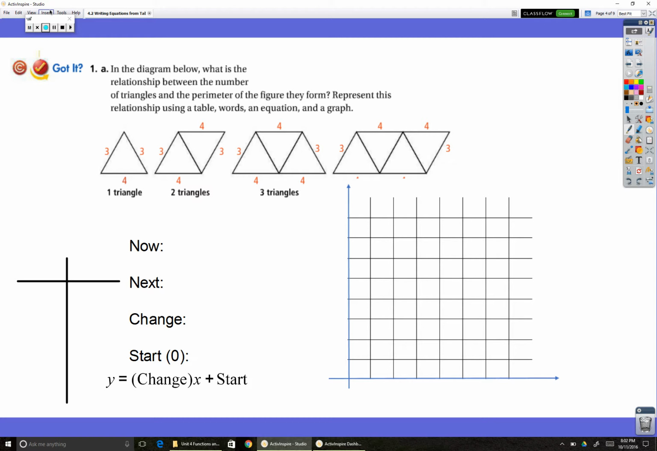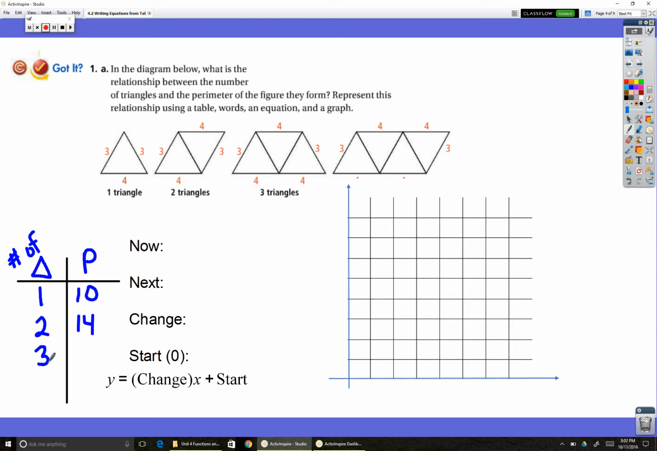Okay, I'm going to set up the table for this one pretty much the same way I did the last one. This time I'm going to have the number of triangles, and then I'm going to have the perimeter of the triangles. I'm just going to use the letter P. So for one triangle, I have a perimeter of 10, because 3 plus 4 is 7, and 7 plus 3 is 10. When I have two triangles, I have to find just the distance around the outside. 3 plus 4 is 7, plus 3 is 10, plus 4 is 14.